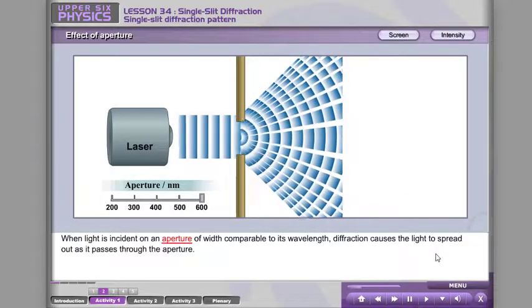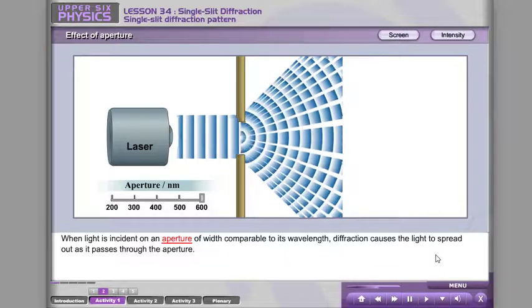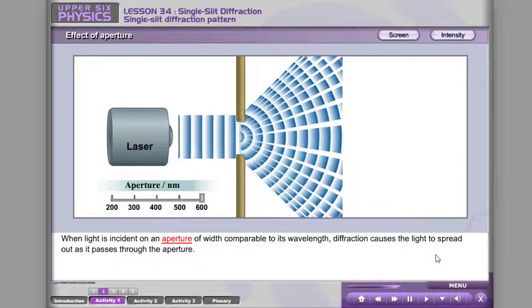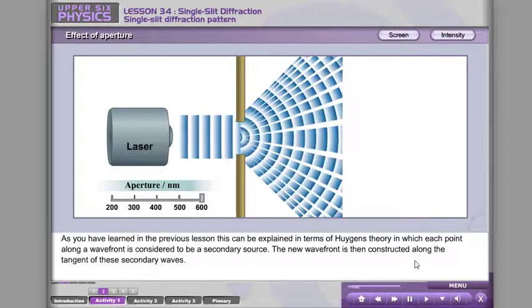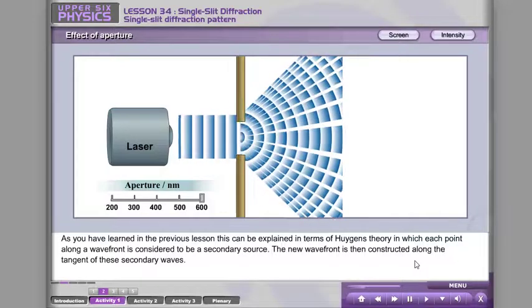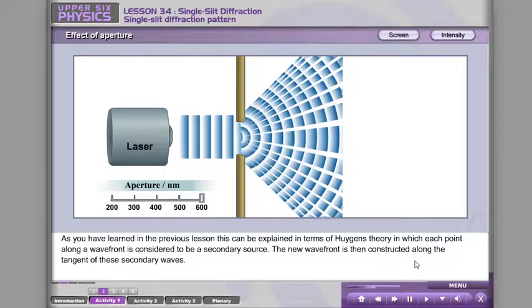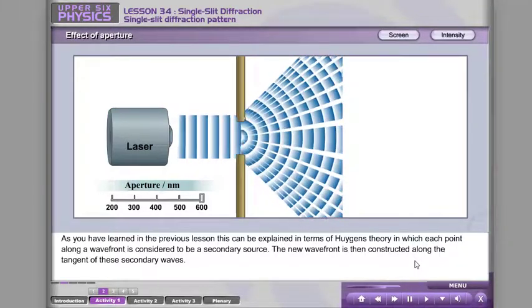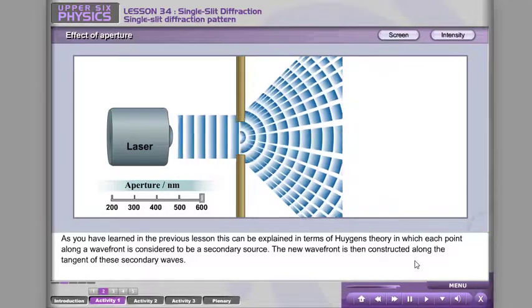When light is incident on an aperture of width comparable to its wavelength, diffraction causes the light to spread out as it passes through the aperture. As you have learned in the previous lesson, this can be explained in terms of Huygens theory, in which each point along a wavefront is considered to be a secondary source. The new wavefront is then constructed along the tangent of these secondary waves.